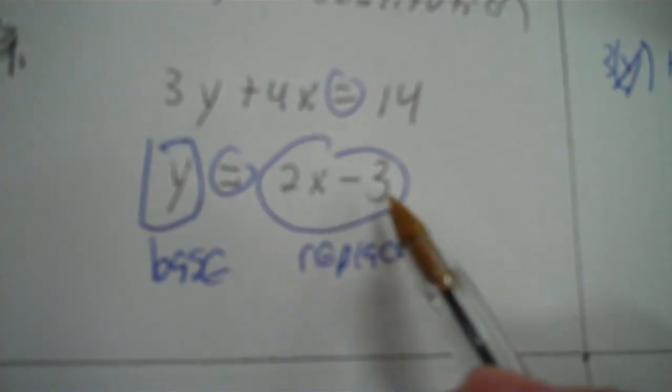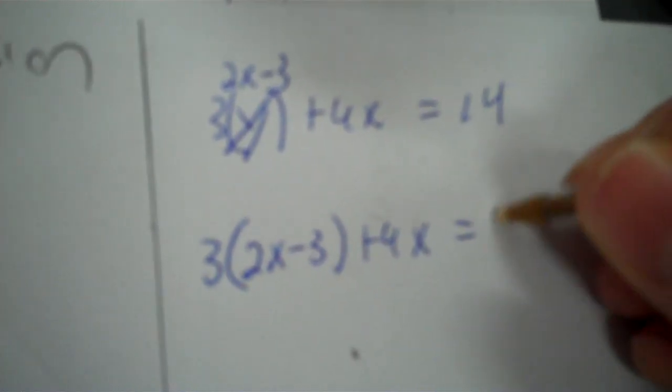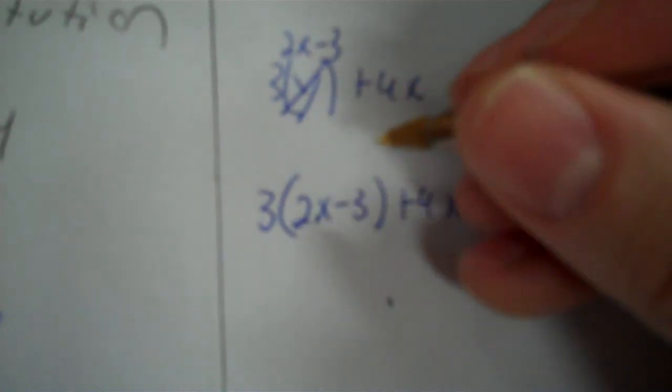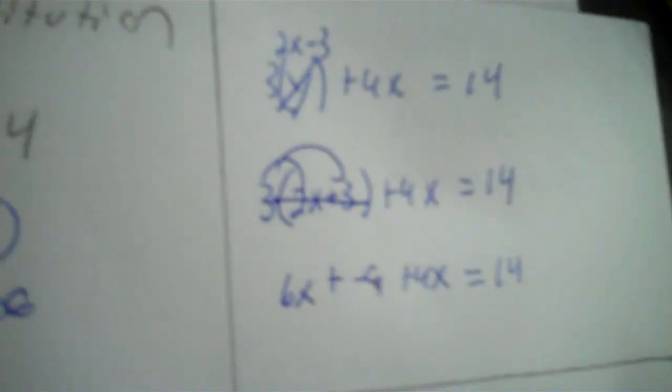So it's the y that's your base. So you put a parenthesis around your y and then replace it with the expression 2x minus 3. So you have 3 times the quantity 2x minus 3, and then after the parentheses a plus 4x equals 14. Then you distribute. When you distribute, make that plus negative. So 3 to 2x, 3 to negative 3, because I want to be able to just drop the plus sign. So 3 times 2x is 6x. 3 times negative 3 is negative 9. Then we have to add the 4x.